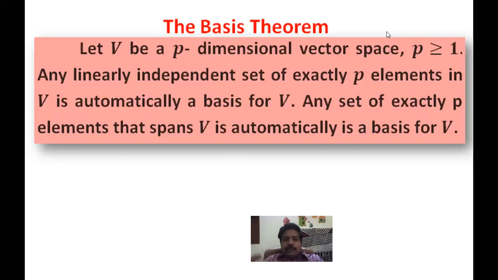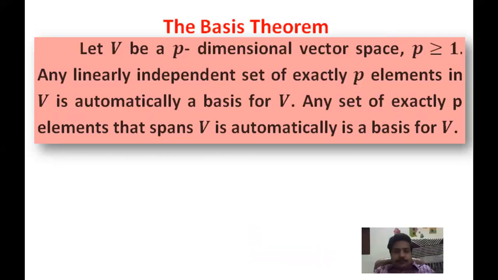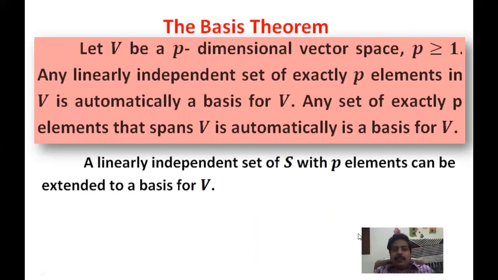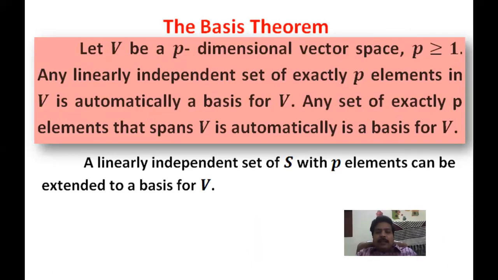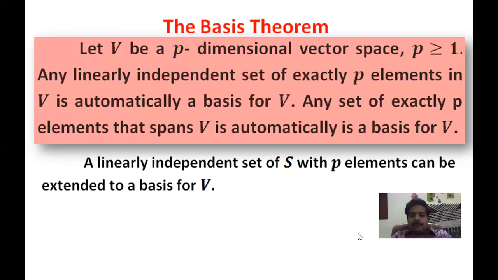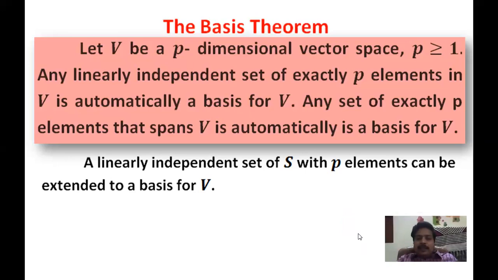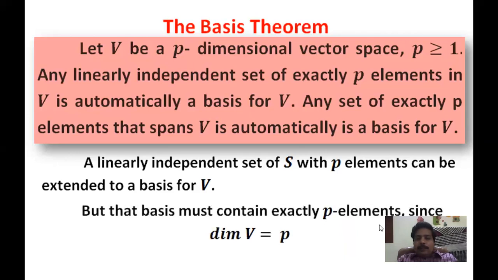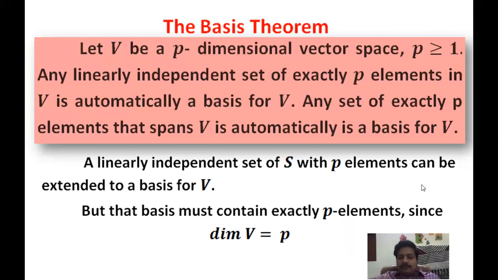After this theorem, let us prove the statements. A linearly independent set S with p elements can be extended to a basis for V. This is what we have seen in the earlier theorem. So any independent set can be extended to form a basis for the vector space. But the basis must contain exactly p elements, since the dimension of V is p. So all the bases must have equal numbers of elements. Here the dimension of V is p, so the extended basis from S should also contain p vectors.